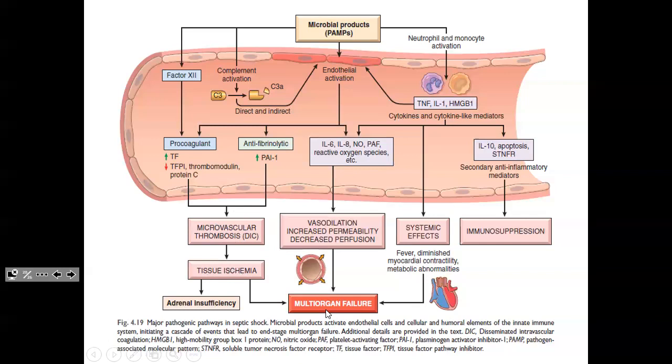The first mechanism was release of cytokines, leading to vasodilation and increased vascular permeability, decreased perfusion, contributing to multi-organ failure. The second is activation of the complement cascade, leading to activation of the clotting cascade due to direct endothelial injury, leading to microvascular thrombosis, where the thrombi cause tissue ischemia, and the platelets get consumed, leading to a low platelet count. So it's a mixed kind of picture. Mixed means there is microthrombi formation, there is thrombosis happening all over the body.